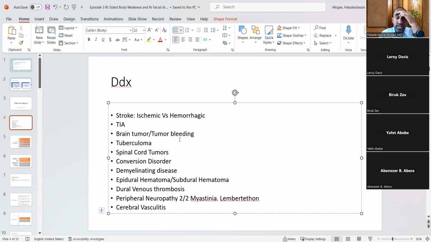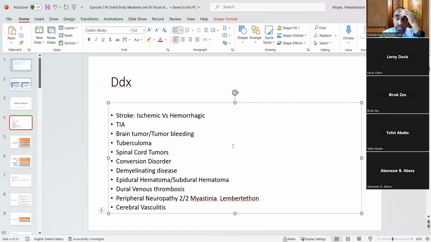So what about tuberculoma? Even if there is no incentive, your incentive is you have an opportunity to discuss this kind of challenging cases with different people. So use the opportunity, guys.